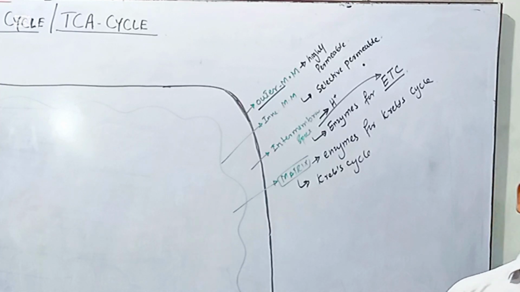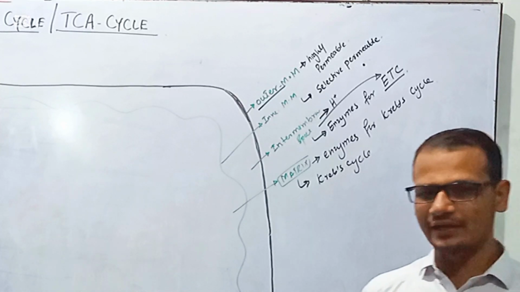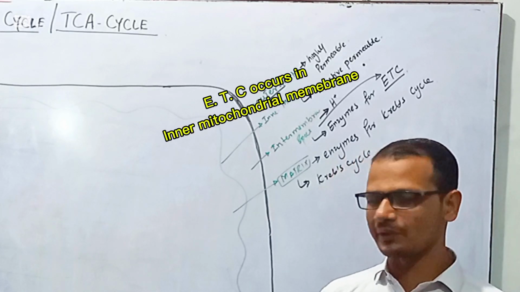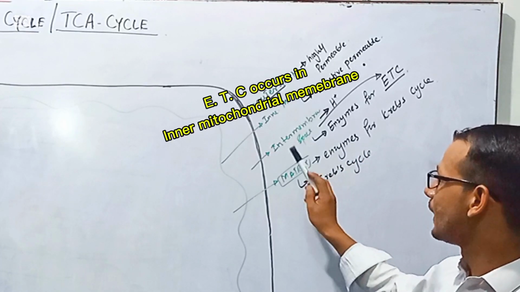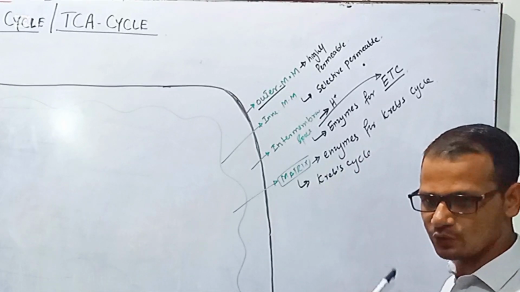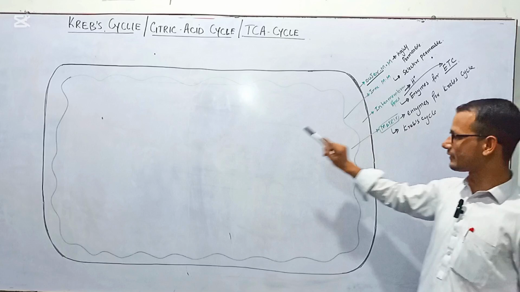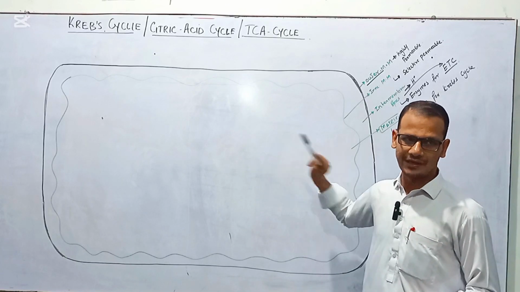These are also 2 MCQs. The location of electron transport chain is the inner mitochondrial membrane. The location of glycolysis is the cytosol. The location or the site of Krebs cycle is the mitochondrial matrix.